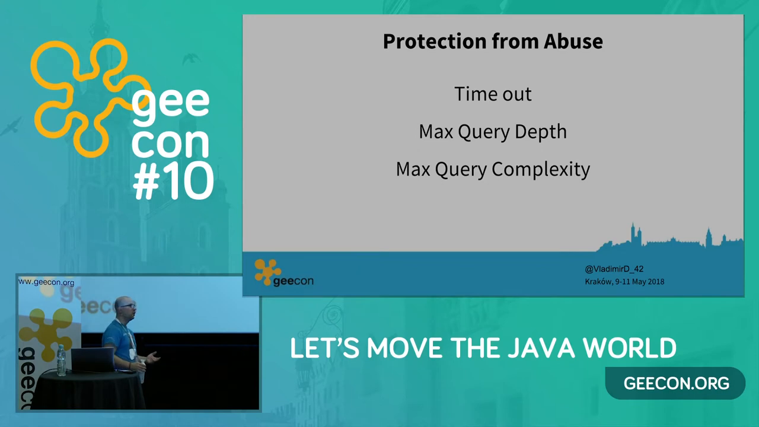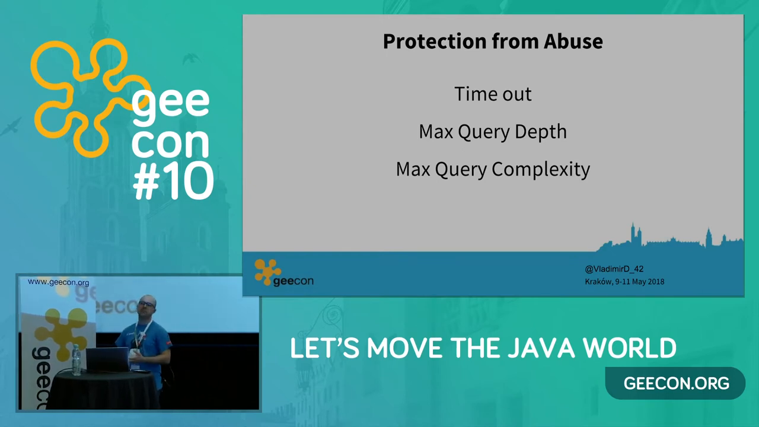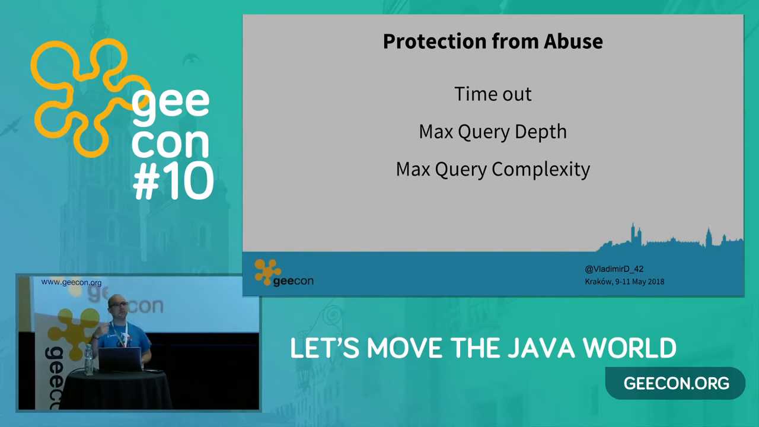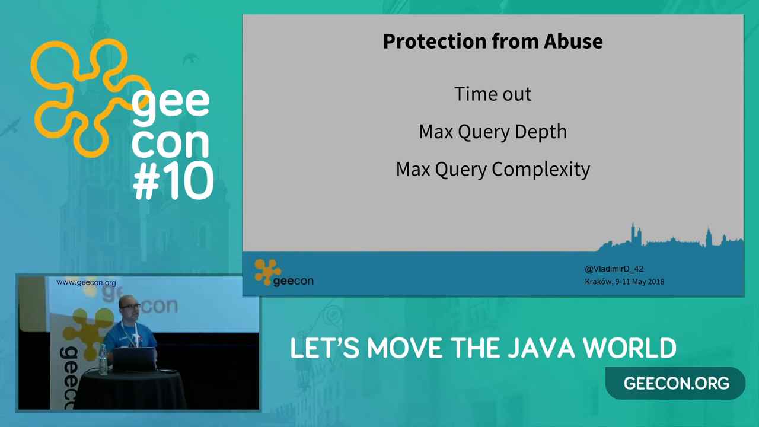An even better thing that we can do is say, okay, max query complexity. Because if we say you can go only a certain depth in the query, somebody can then attack you in the width, and you still have the same problem. Max query depth is more complex to implement than timeouts, but it's better protection. Max query complexity is even more complex to implement, but it's even better protection.